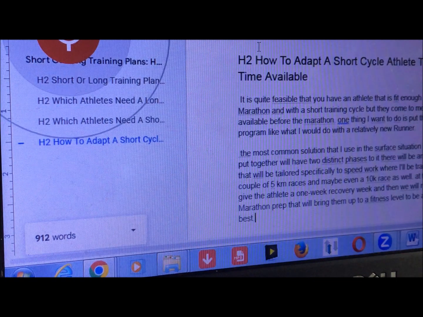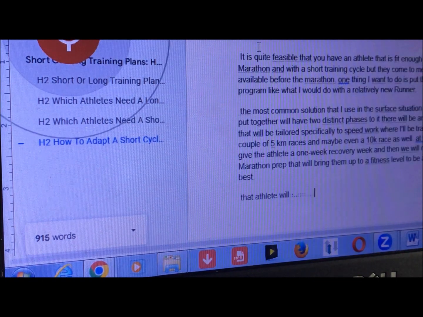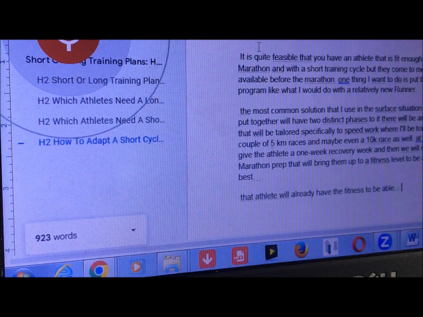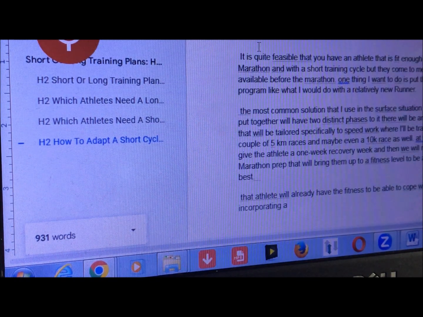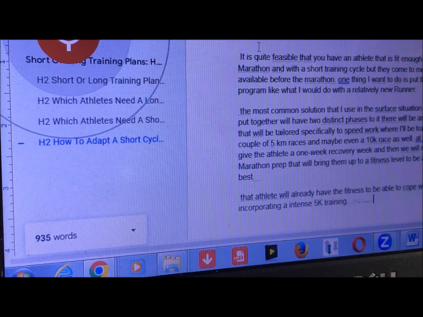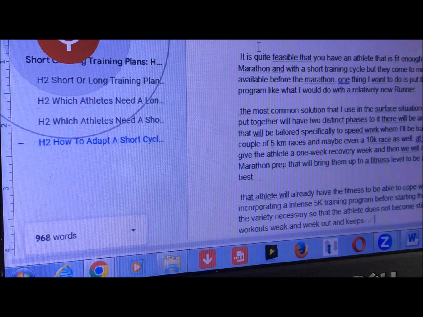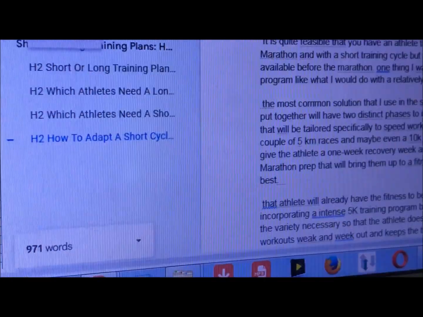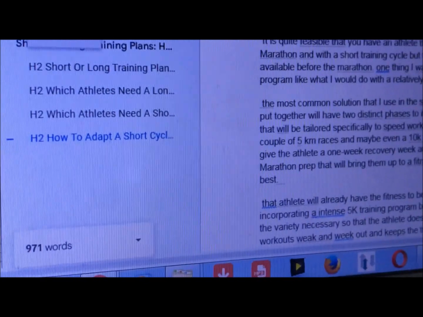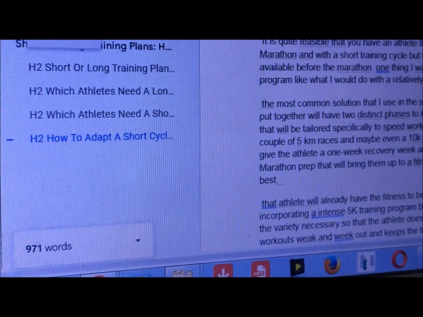That athlete will already have the fitness to be able to cope with the marathon distance, but by incorporating an intense 5k training program before starting the marathon program will just add the variety necessary so that the athlete does not become stale by repeating the same type of workouts week in and week out, and keeps the training stimulus varied.